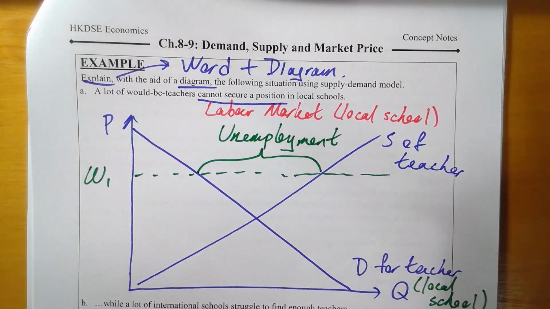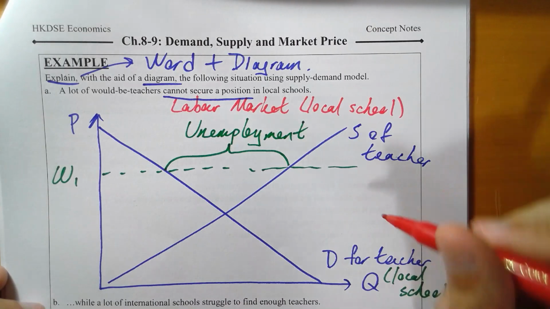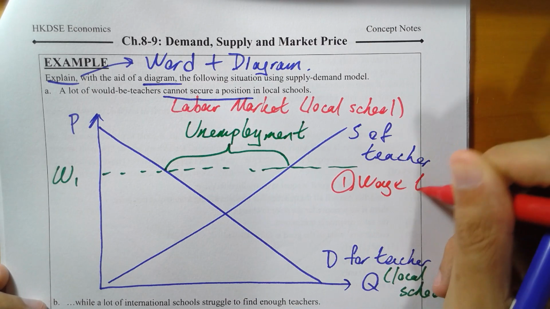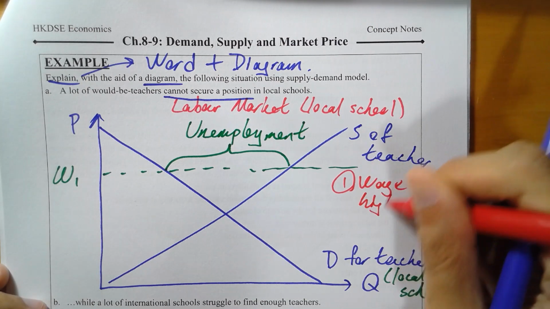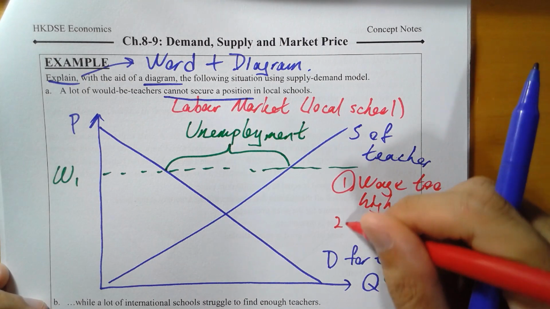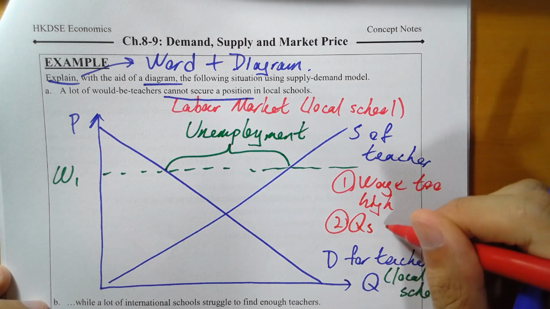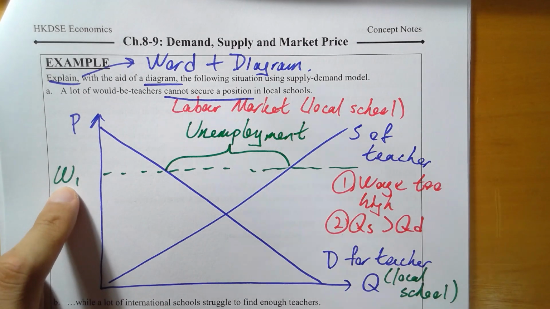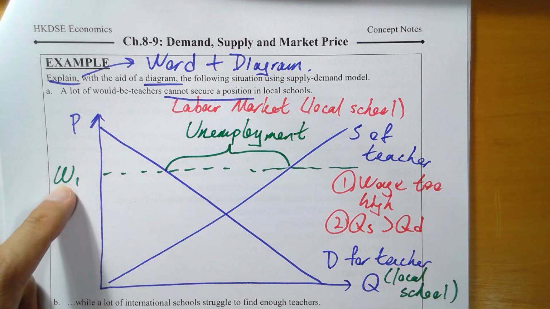So, the verbal explanation. Now I know this is ridiculous, right? But from a demand supply perspective, we know wage is too high. Wage too high. Therefore, QS is bigger than QD. Then there will be unemployment, or surplus of teachers. Therefore, they cannot secure a position in local school. Of course, whether this is true or not, I think it is up for debate.